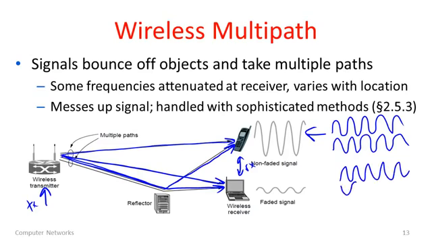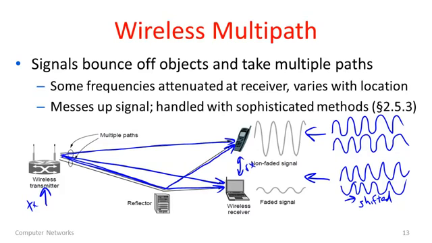I'm going to offset. It's the same thing, it's just shifted. The result when you add these things together is that these signals mostly cancel, and you get a faded signal here. This is called multipath fading.